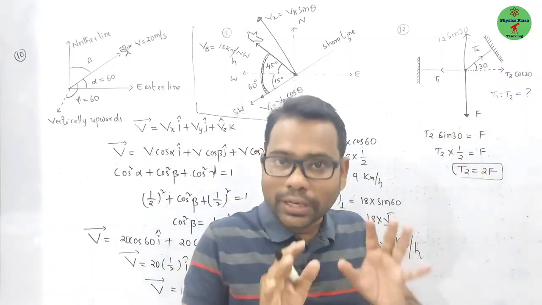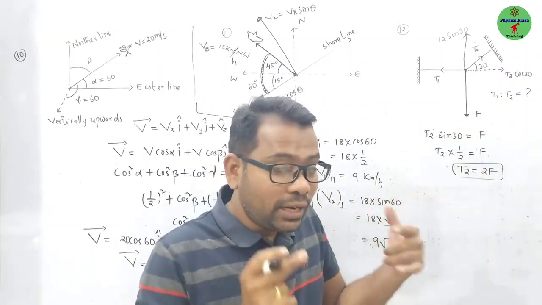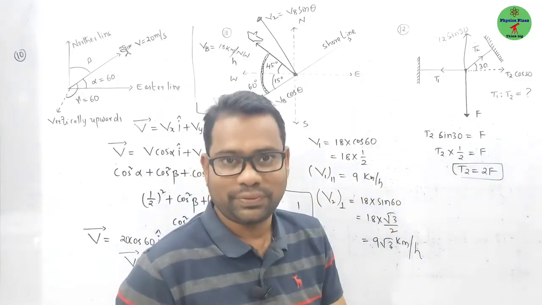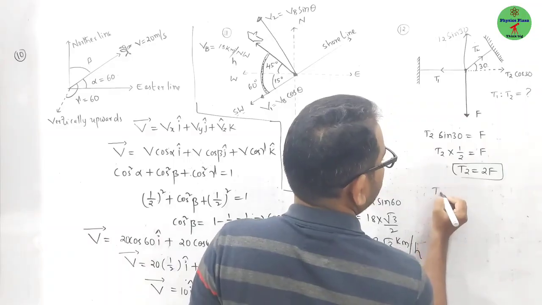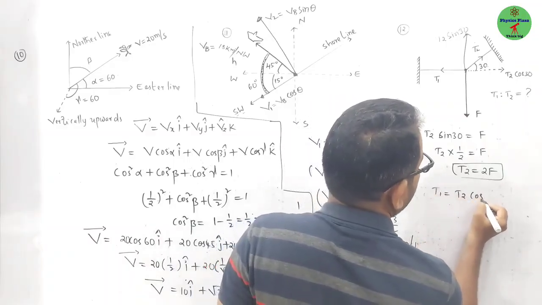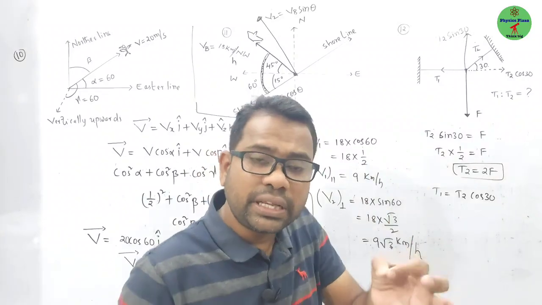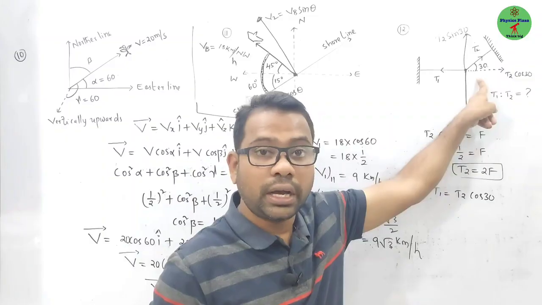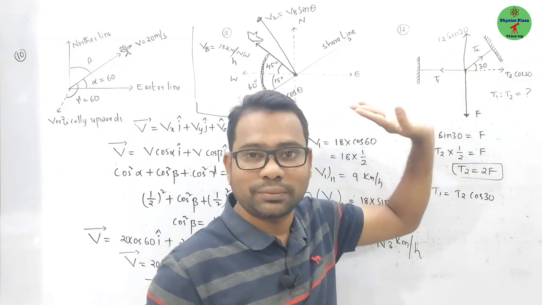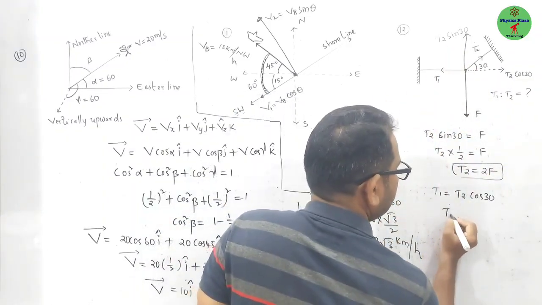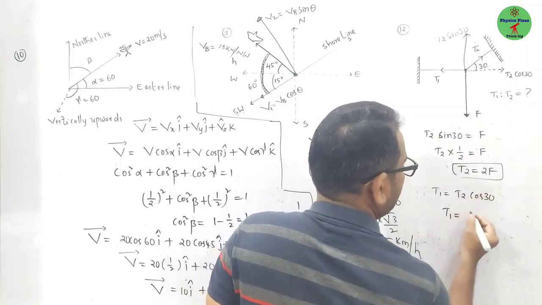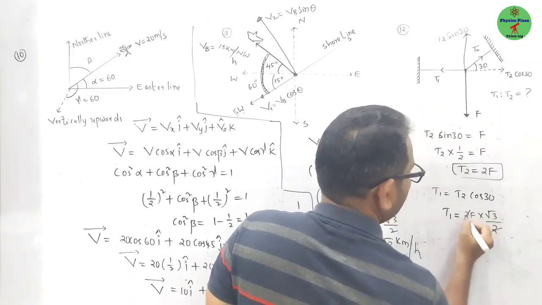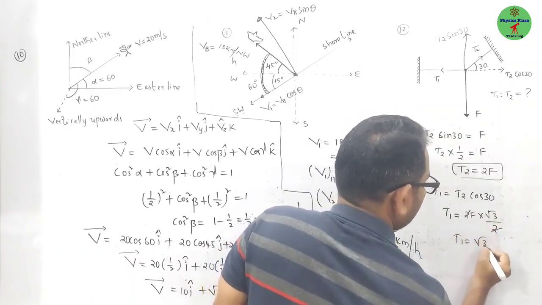Don't get confused. We may guess that T1 also we are going to get in terms of F only. So here T1 is equal to T2 cos 30. Children, why are we equating? Because it is given that it is in equilibrium. In equilibrium, this horizontal component must be equal and opposite, and these also must be equal and opposite. Okay, we are taking magnitudes. So here T1 is equal to T2 cos 30. T2 is what, children? 2F. Cos 30 is root 3 by 2. 2 cancels. So T1 is equal to root 3F.